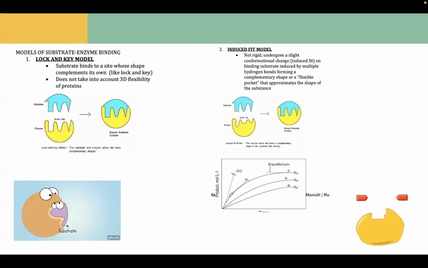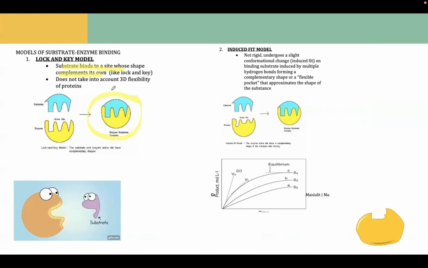Pakitandaan, pakiaral po ng maigi. Number 1 is the lock and key model. The substrate binds to a site whose shape completely complements its own. Okay? Parang lock and key. Diba? Evident naman, obvious naman sa ating ginamit na term. Lock and key. Kung hindi yun yung lock, hindi din yung key, hindi po sila magkakaroon ng enzymatic activity. Highly specific sila to one another. It does not take into account 3D flexibility of protein. So si substrate, kakabit lang siya doon sa kanyang enzyme kapag sila ay specific to one another.